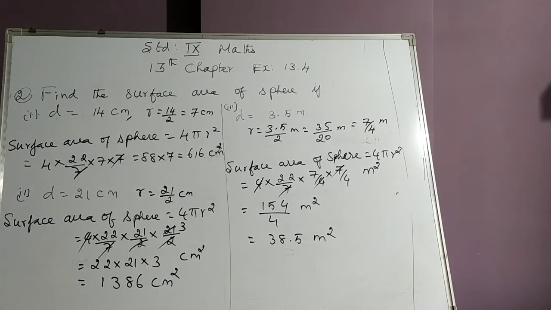This is also a direct question. Only thing, we have to convert diameter to radius and we should see the unit. If the given unit is centimeter, area is expressed in square centimeter. If it is given in meters, then the unit of surface area is meter squared.